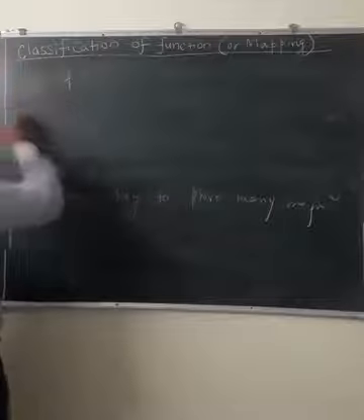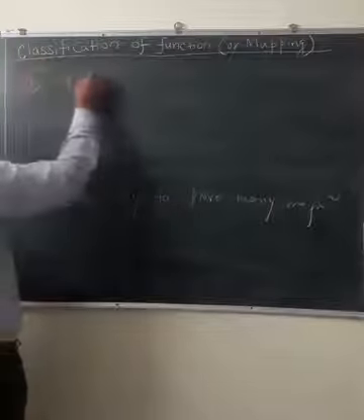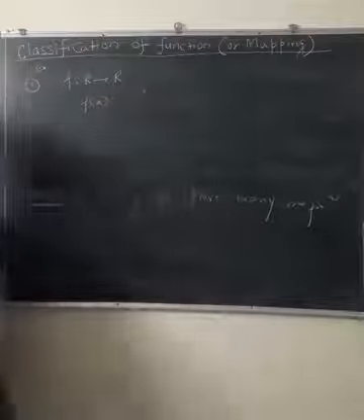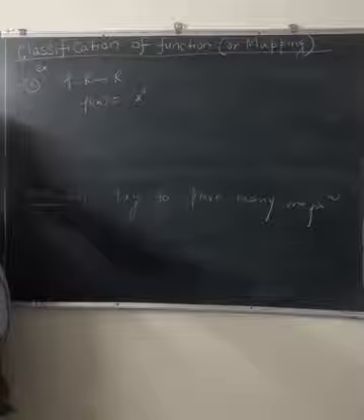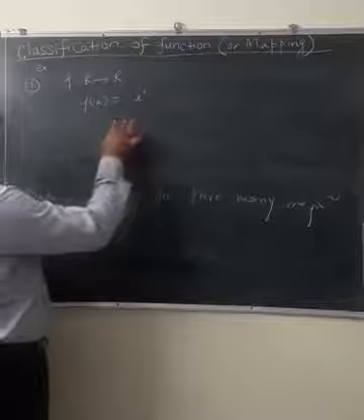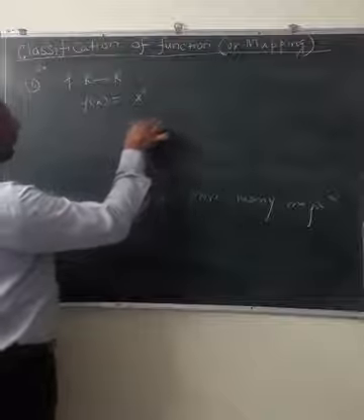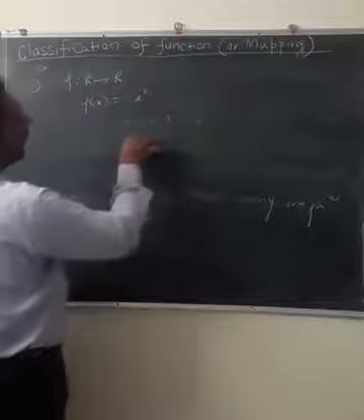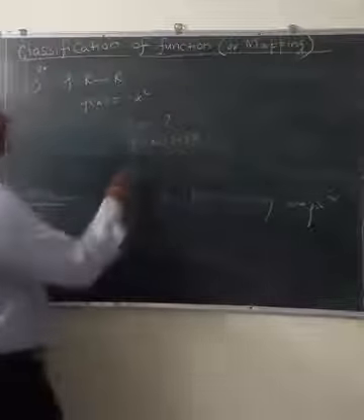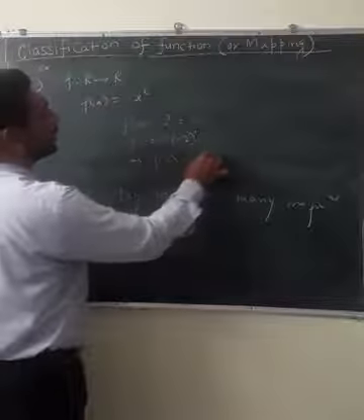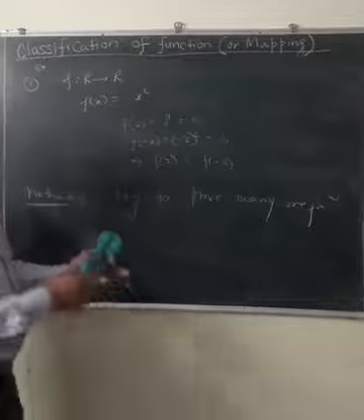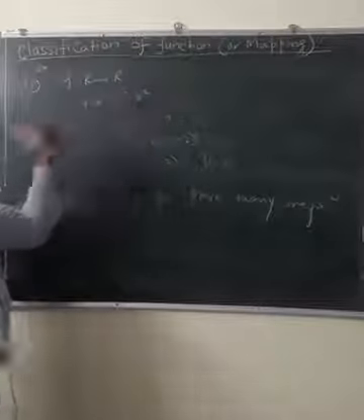Suppose f is a function from R to R, f(x) is equal to x square. Tell me whether the function is one-one or many-one. I see here f(2) is how much? 2 square, that is 4, and f(-2) is also (-2) square, that is 4. That means at two different elements, 2 and -2, the function has the same image, that is equal to 4. That means this function is many-one. So it cannot be one-one.